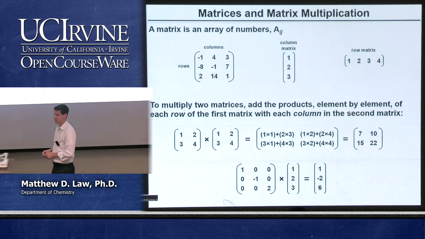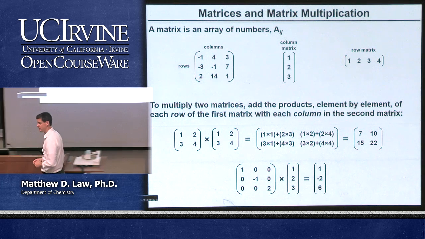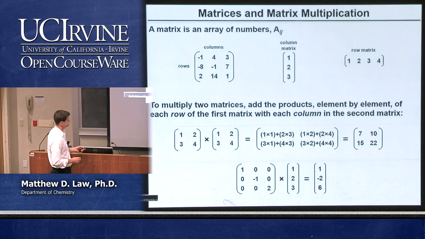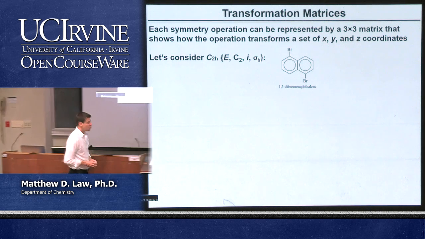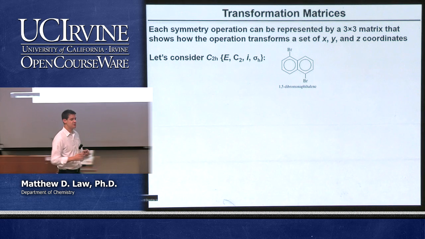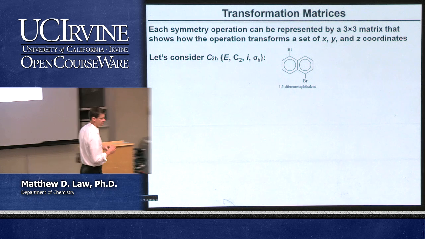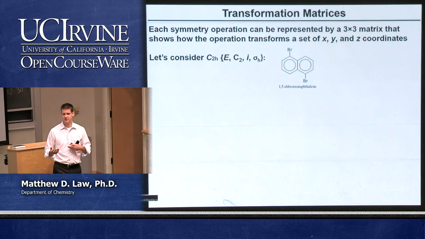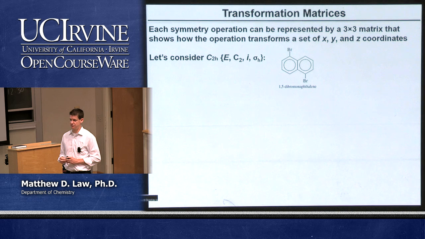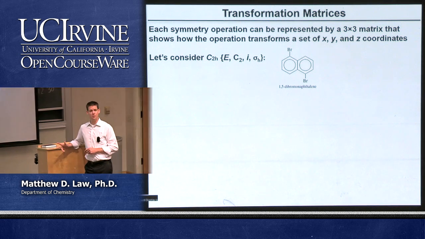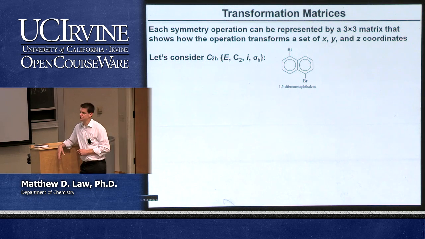Why am I talking about matrices here? Let's show how this can really be a powerful tool in understanding what the symmetry operations are doing. Okay, we can represent every symmetry operation that we've talked about as a 3 by 3 matrix that converts the original coordinates, x, y, z, into the new coordinates after the transformation by the symmetry operation. That's why we call this a transformation matrix. It takes the original coordinates and transforms them into the new coordinates after the symmetry operation is done.